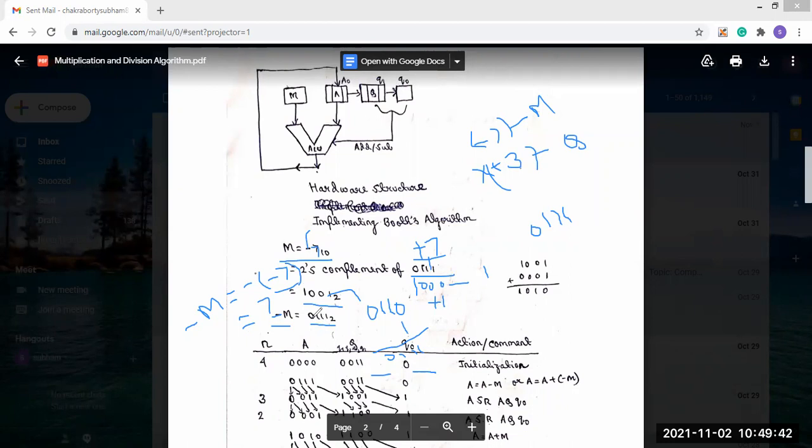ठीक है? Clear? समझ में आया कि 2's complement नेगेटिव नंबर जो है उसको 2's complement कैसे करते हैं, और 1's complement एंड नेगेटिव नंबर का समझ में आया?